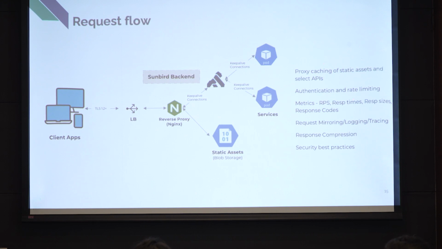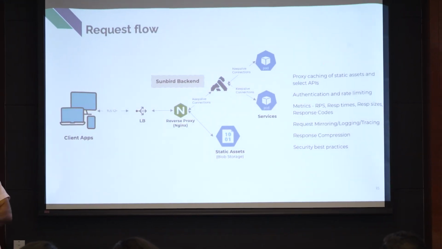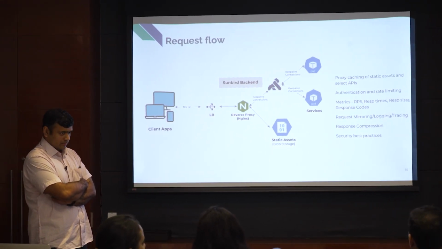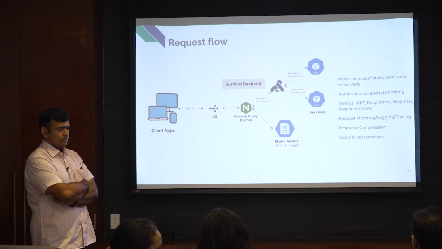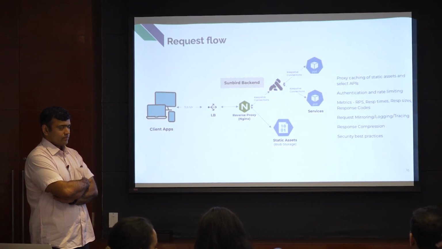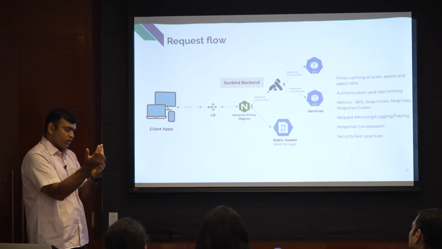So the Grafana dashboards that you're talking about, I've seen those dashboards. It is a combination of basically the metrics which are coming from Kong, where the API calls are being made, along with the metrics which are coming from the Nginx reverse proxy, which is basically routing to the static. It's a combination of the two. Okay, go ahead with your question.